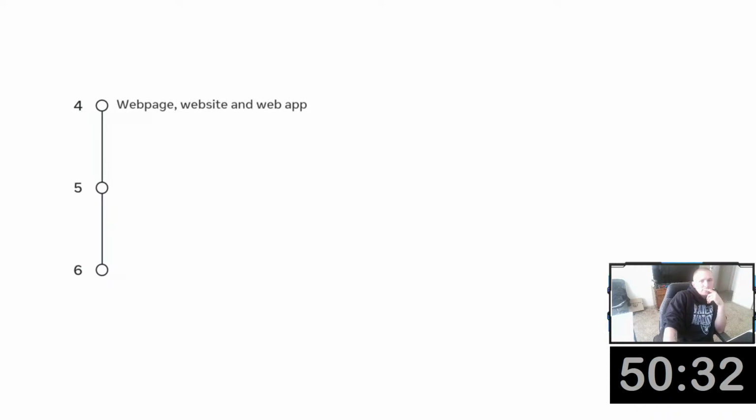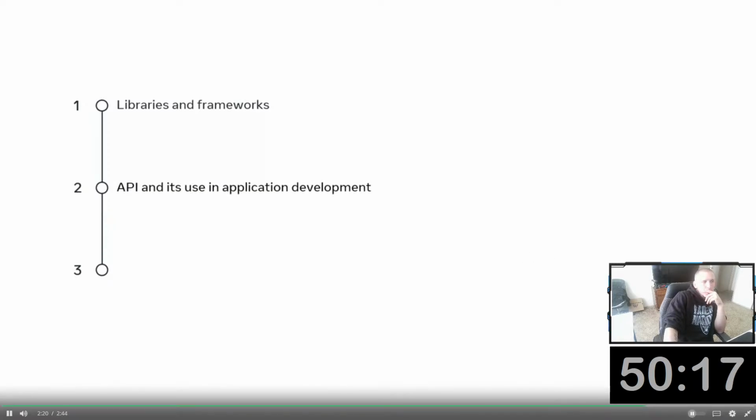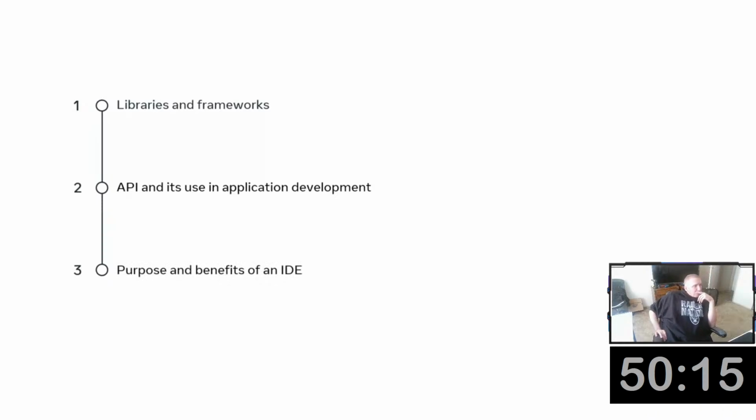Differentiate between a web page, website, and web app. Identify the front end and back end of a web app, and list common web browser developer tools. And finally, you should be able to demonstrate an understanding of libraries and frameworks, along with their advantages and disadvantages. Identify an application programming interface, or API, and explain how it's utilized in application development, and explain the purpose and benefits of an IDE, or integrated development environment.